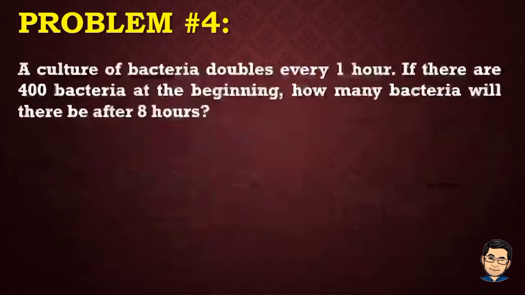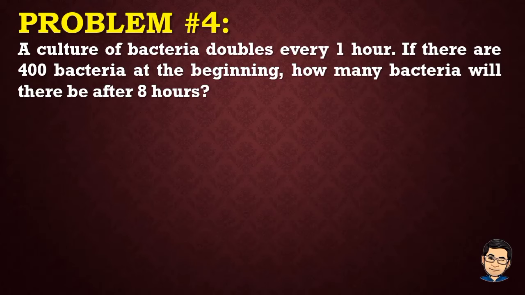Next, number 4. A culture of bacteria doubles every 1 hour. If there are 400 bacteria at the beginning, how many bacteria will there be after 8 hours? So, this problem is an application of geometric sequence. Identify muna natin yung given. a sub n, yung unknown, and then a sub 1, the first term, that is 400. There are 400 bacteria at the beginning, meron tayong word na beginning. Ibig sabihin, yun yung first term. And then a sub n, this is the unknown.